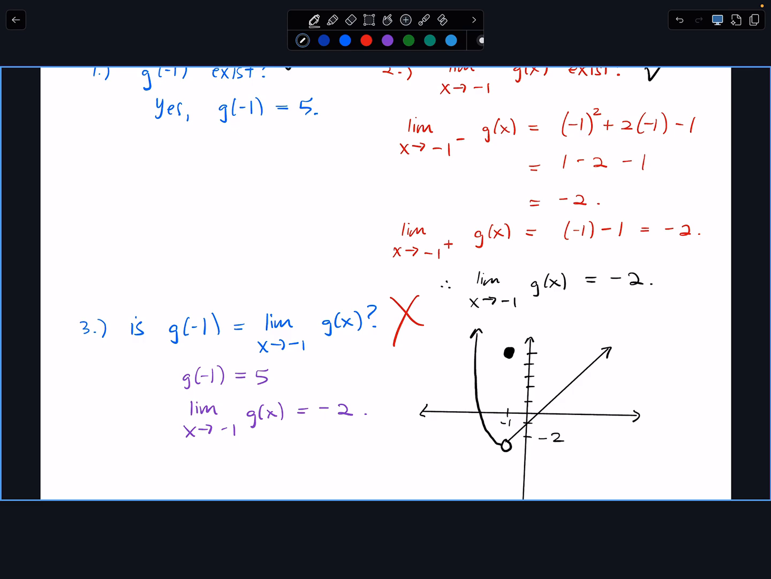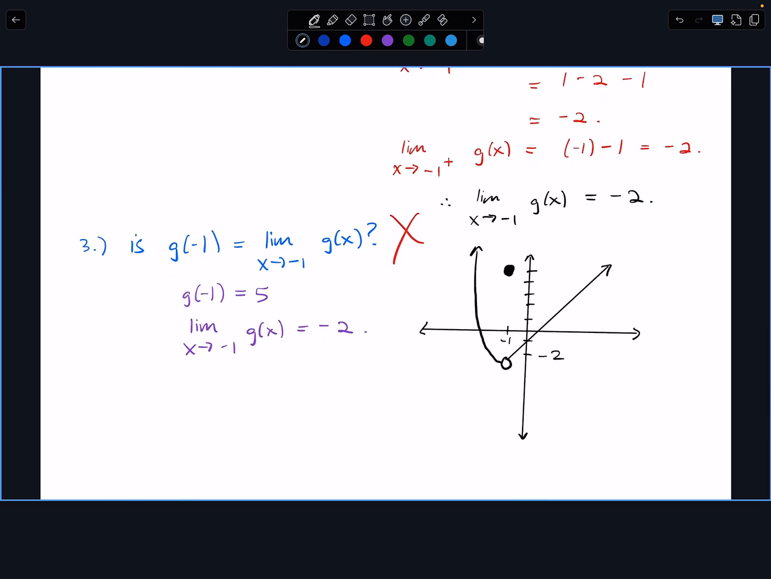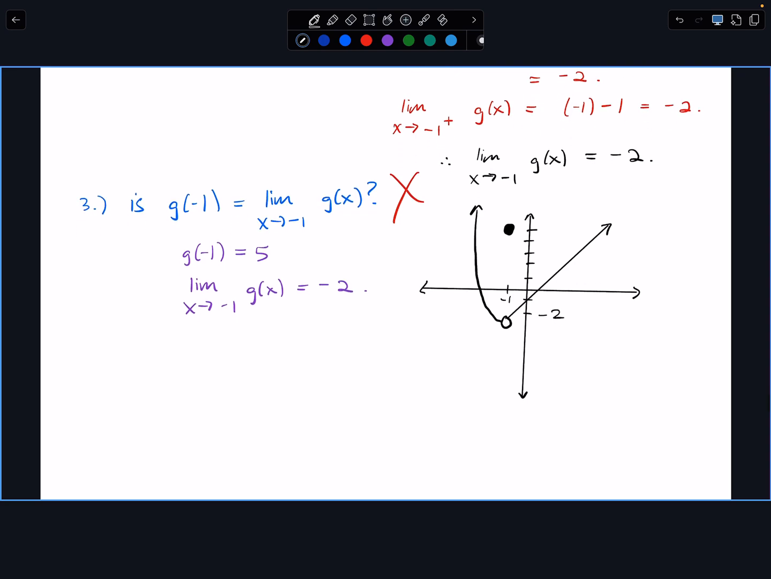G of -1 gives us 5. You guys agree that for sure is a point. But because the limit and this aren't the same, can I draw a point there also? No, that's why it has to be a hole. So that's the type of discontinuity we have. On your homework, it's going to ask you guys to classify this. So that means, therefore, there is a hole at x equals -1.